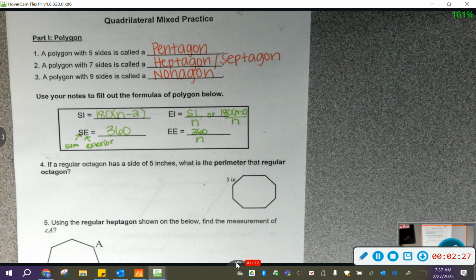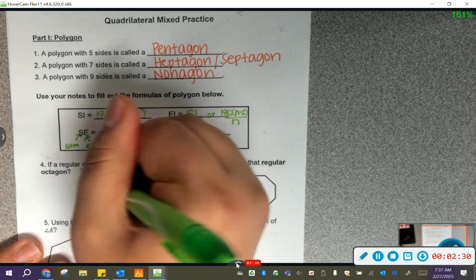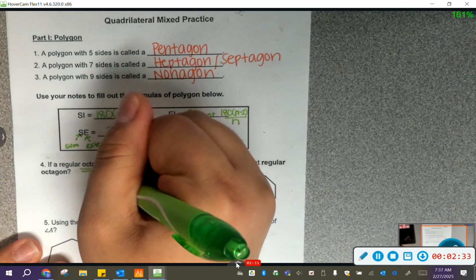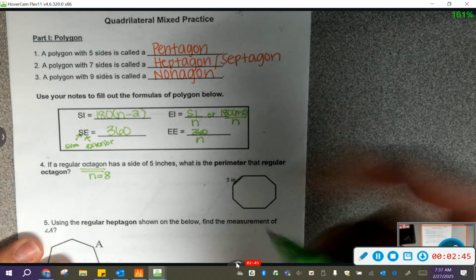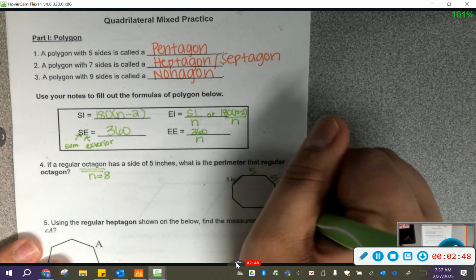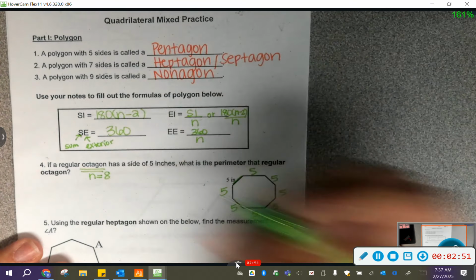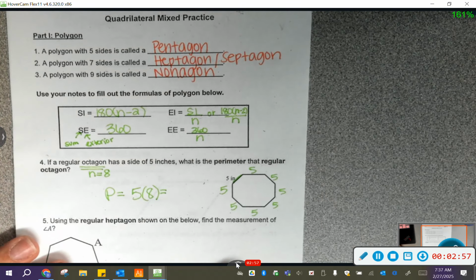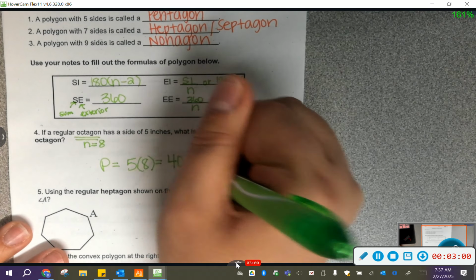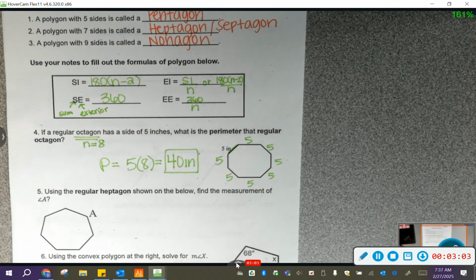A regular octagon has how many sides? 8. If a regular octagon has a side of 5 inches, what is the perimeter of that regular octagon? What does perimeter mean? All the sides are 5. So what could you do here? You could add them all together or multiply 5 times 8. What is 5 times 8? 40 inches is my answer. Are you going to have a question like that on your test? If I put it on the review, it's on your test. Okay?